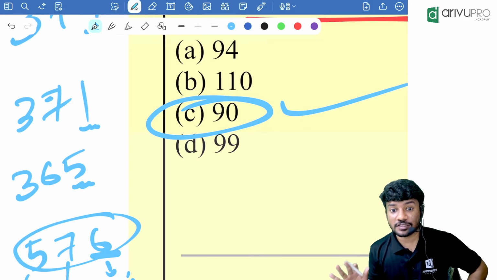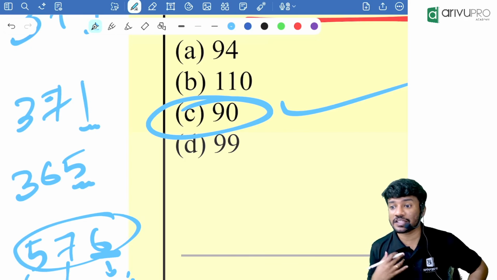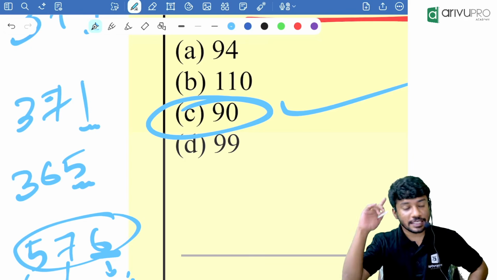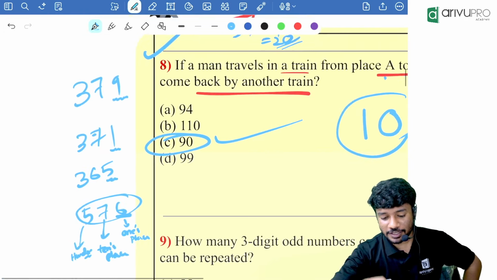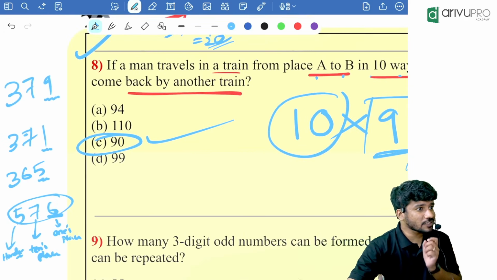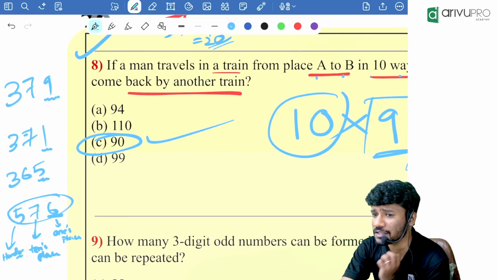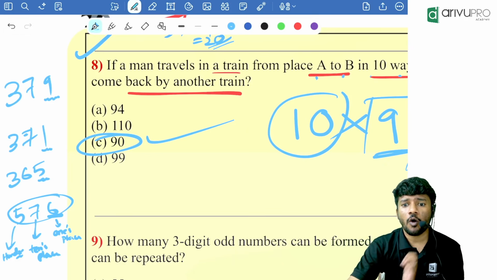If the ones place is 0 or any even number, we will say that the number is what? Even. Keep it in your mind. So what is it, people? The ones place decides whether the number is even or odd.